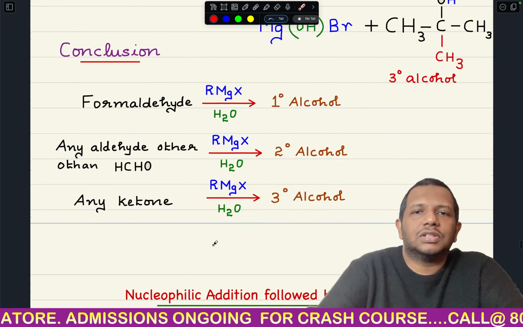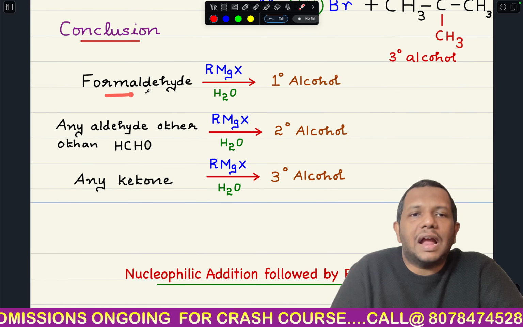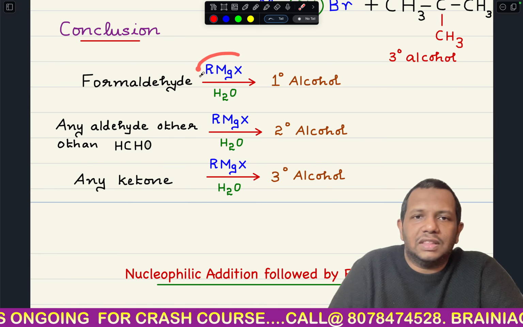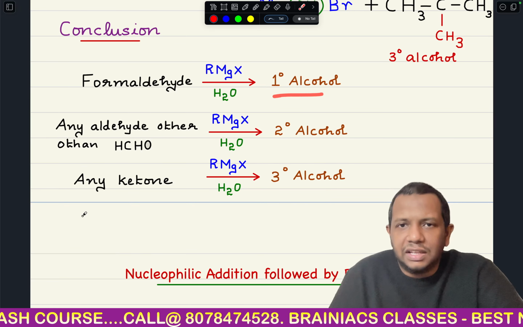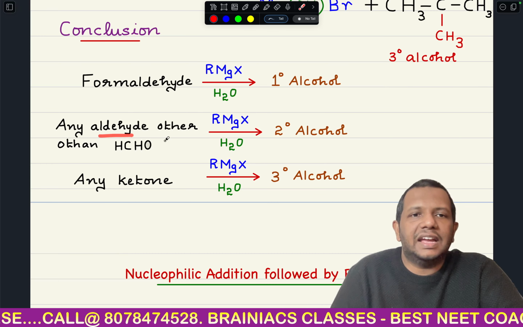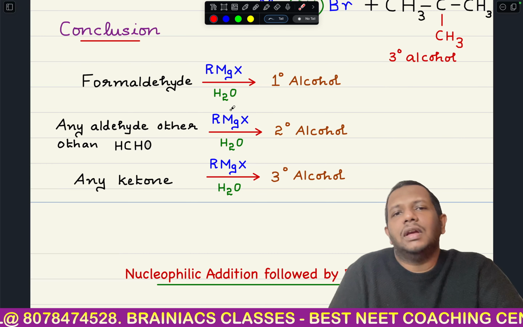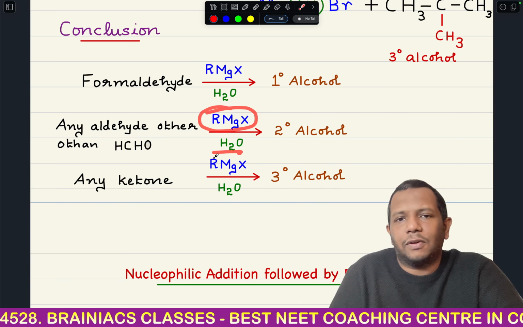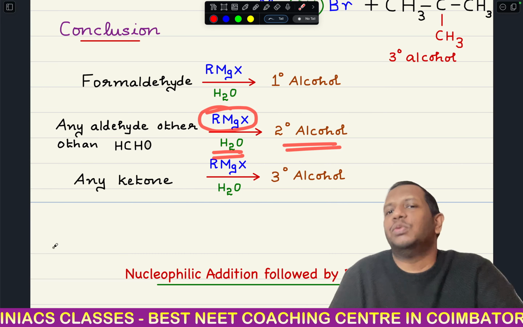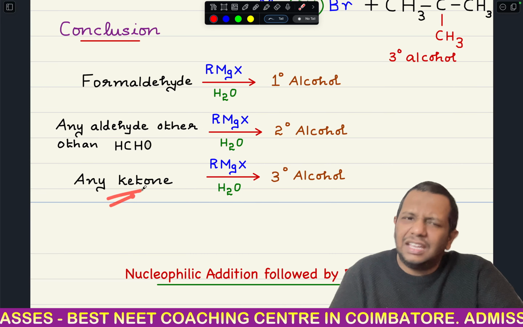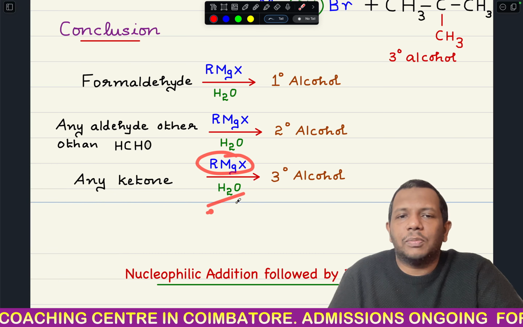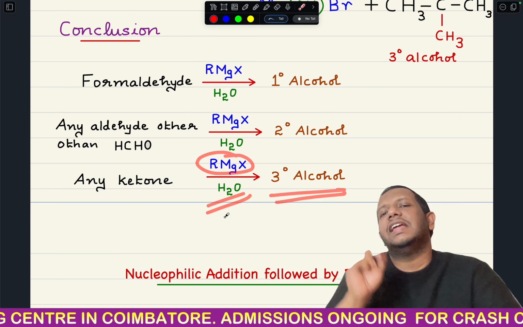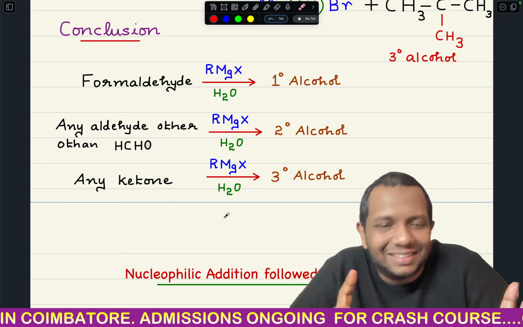So what is my conclusion? That is very important. Formaldehyde, if you treat it with a Grignard reagent followed by water, will give you a 1 degree alcohol. Any aldehyde other than formaldehyde, treated with a Grignard reagent followed by hydrolysis, will give you a 2 degree alcohol. Any ketone, whatever the ketone, treated with a Grignard reagent followed by hydrolysis will give you a 3 degree alcohol. I hope it's clear for you.